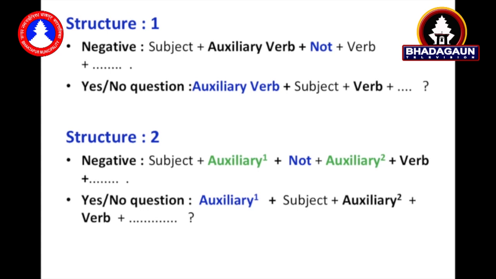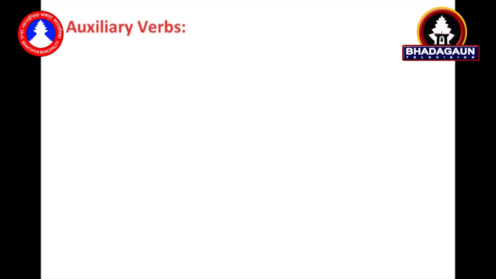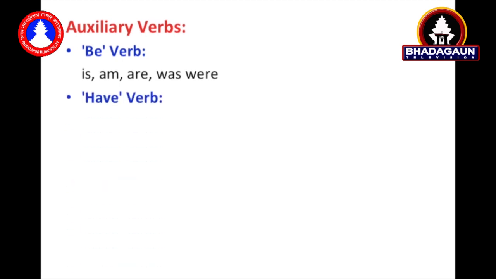So I want to remind you of the auxiliary verbs once again. Look at the auxiliary verbs. There are 4 different kinds of auxiliary verbs, and the first one is the be verb. The be verbs are is, am, are, was, and were. Is, am, are are the present forms of the be verbs, and was and were are the past forms. The second category is the have verb, and the have verbs are have, has, and had. Have and has are the present forms of the have verb, and had is the past form.